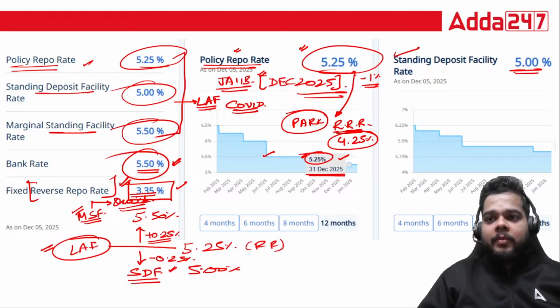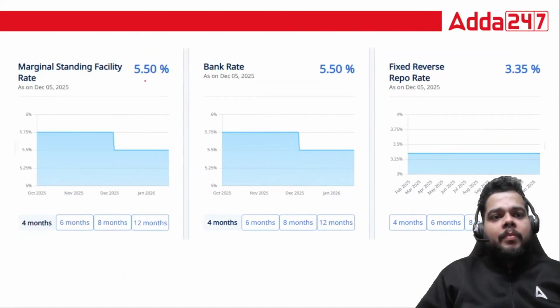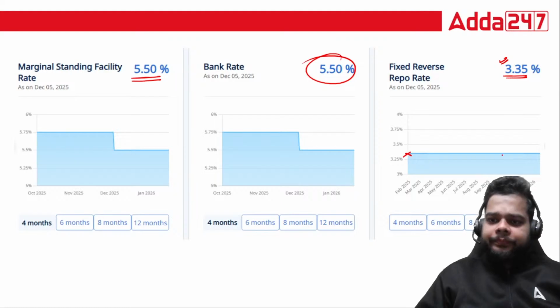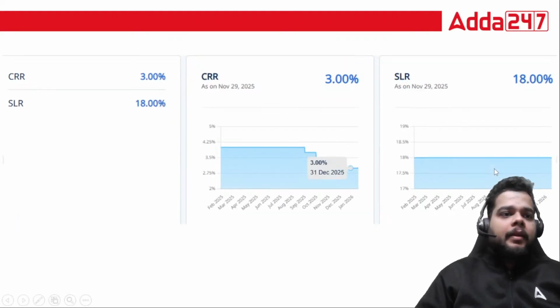SDF, you have to remember 5%, MSF 5.5%, bank rate again 5.5%, fixed reverse repo rate 3.35%. You can see that since 2025, or prior to that also, the number stays at 3.35 only.